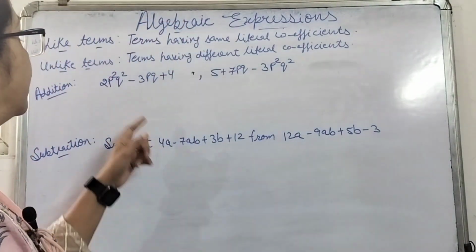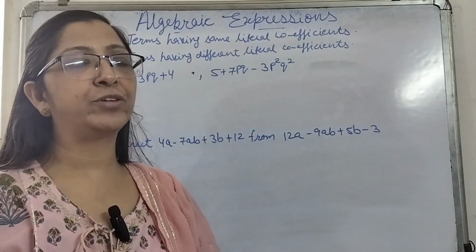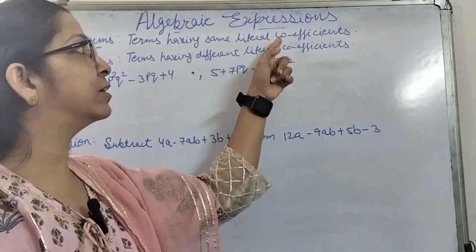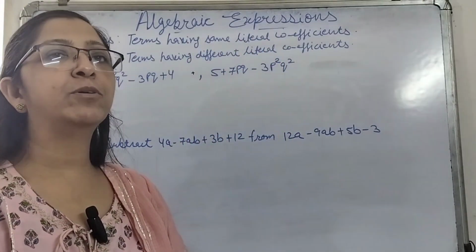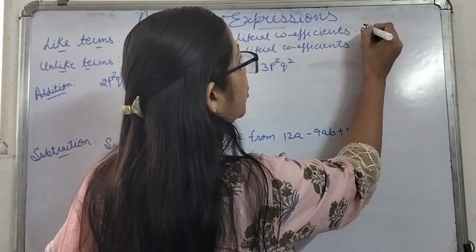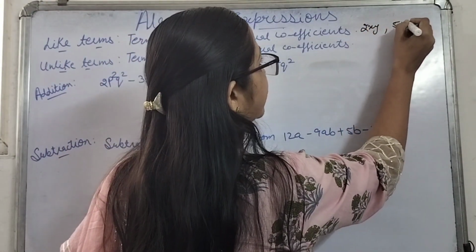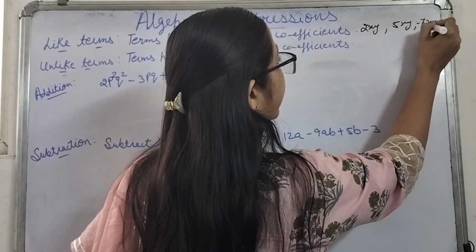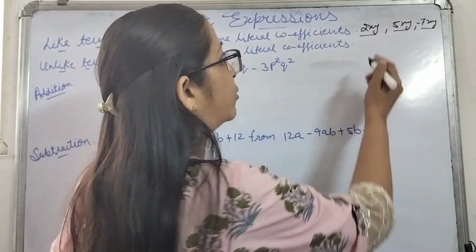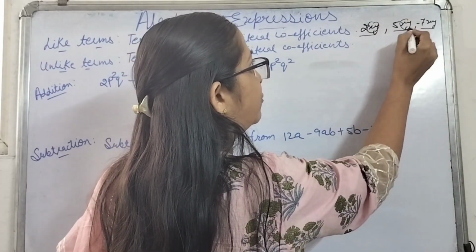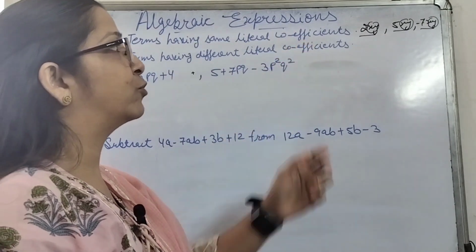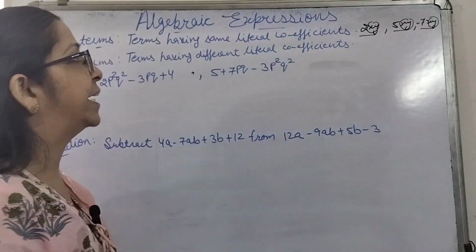Like terms are the terms which have the same literal coefficients. If there are two or more terms which have the same literal coefficients, then we say such terms are your like terms. For example, 2xy, 5xy, minus 7xy. In these terms, your literal coefficient is xy only. Xy is the literal coefficient for all three terms. So such terms which have the same literal coefficients are known as like terms.